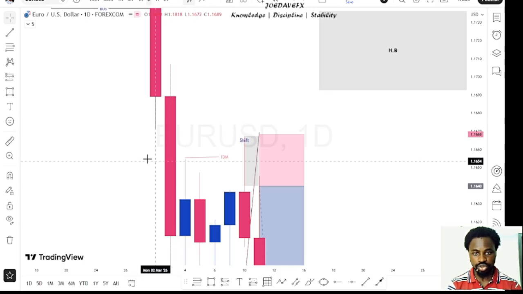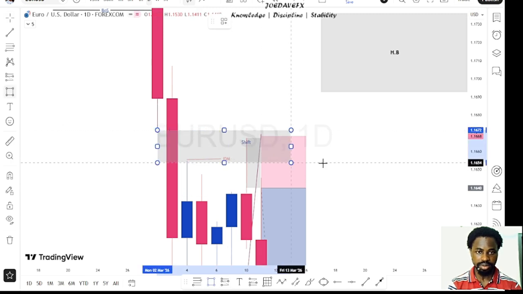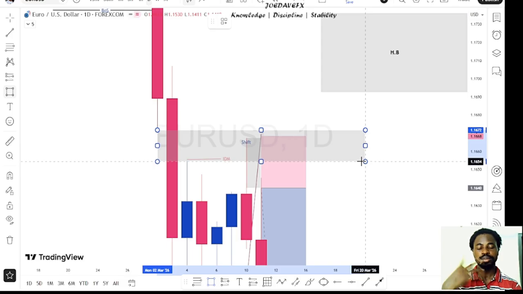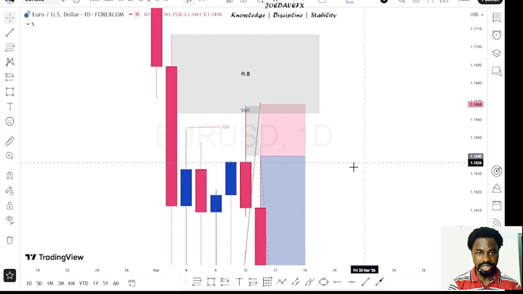And what you just need to go to what? So you can see here and here, from here to here is the fair value gap area, right? So what you just need to do is go in lower time frame and modify the entry, and that was exactly what I did. And that was how I got in this particular trade.